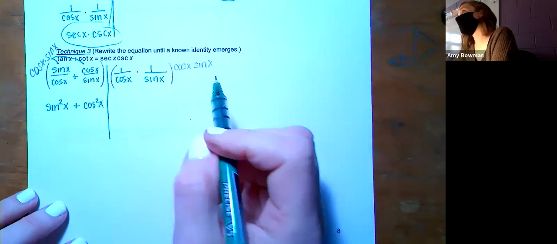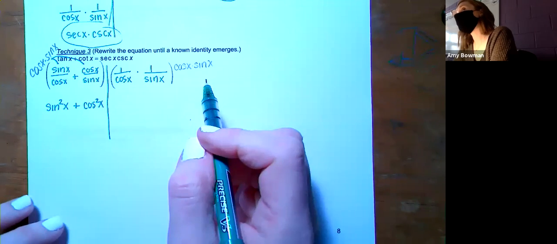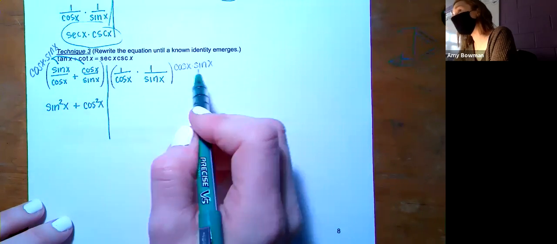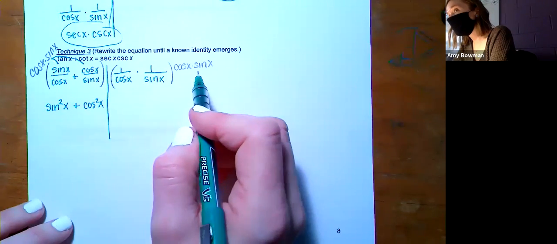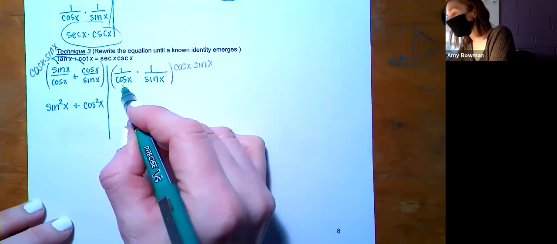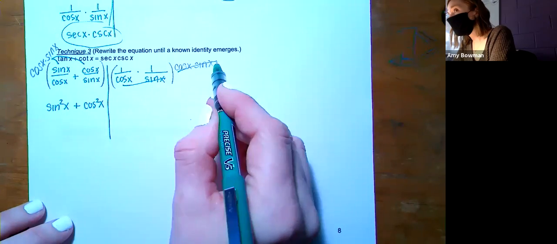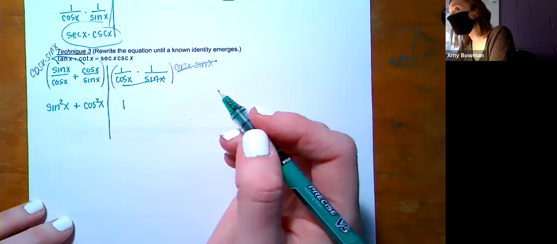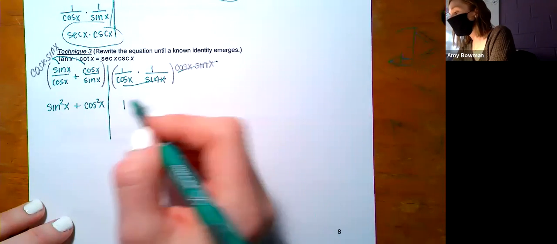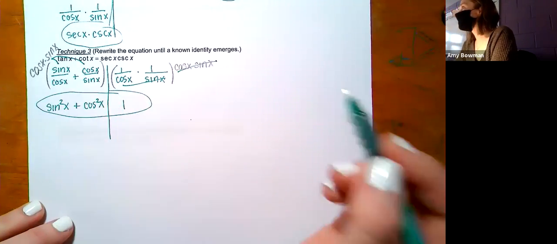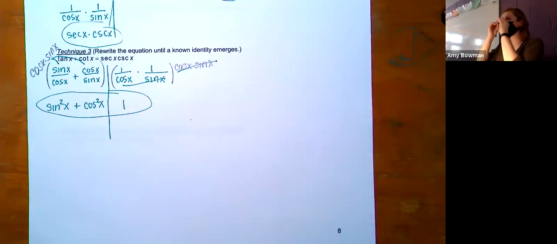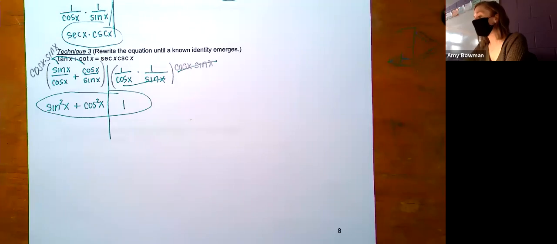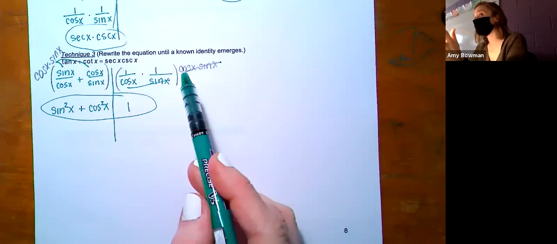On the right-hand side, when I multiply 1 over cosine times 1 over sine by cosine times sine, what's left? And now what do we have? An identity. You're done. So if you, like this one, you have to be a little more clever in recognizing those identities. But after one step, boom, that's true.